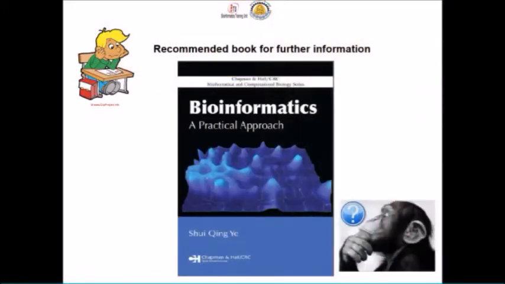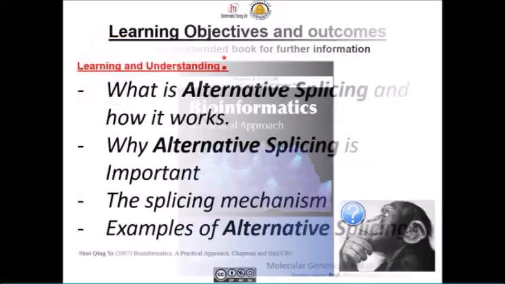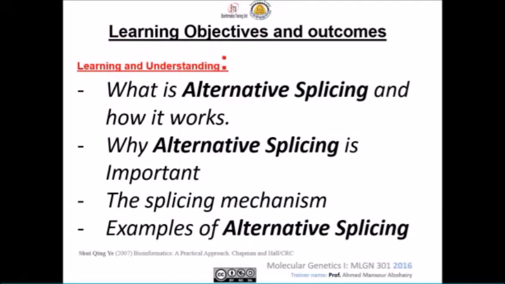This is a new concept that we have to understand, and you can see many recommended books for further reading on these topics. But in this lecture we have to know and understand what alternative splicing is and how it works, why alternative splicing is important, and the splicing mechanism and different examples of alternative splicing.